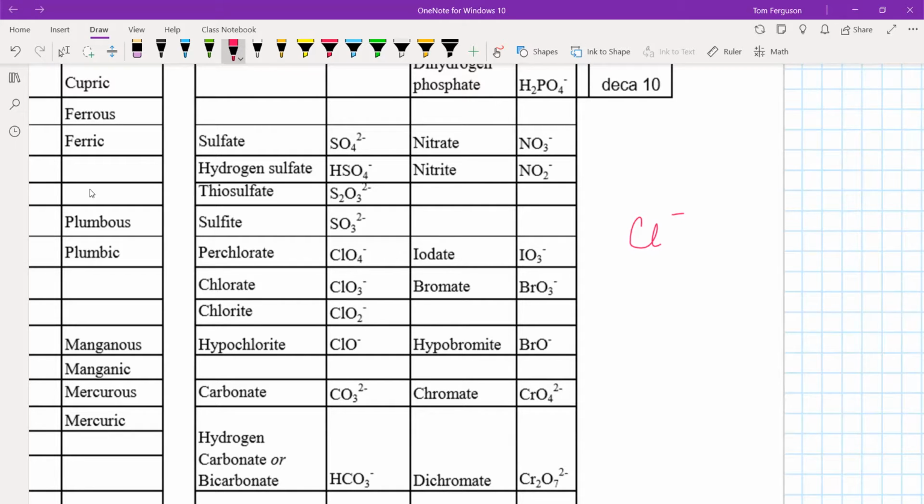Throw in two oxygens, chlorite; three oxygens, chlorate; four oxygens, perchlorate. So all the different combinations with chlorine give you different names, and it goes back to how many oxygens are tied up with the mono anion.